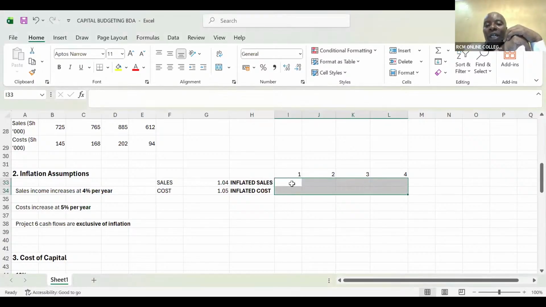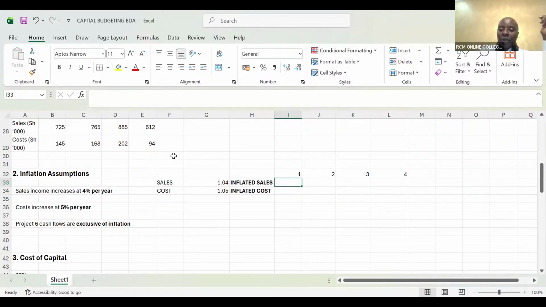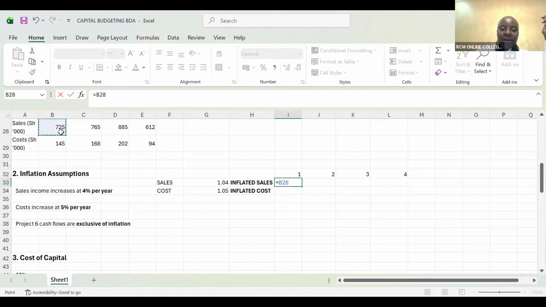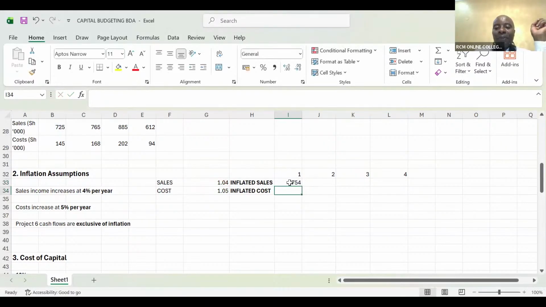Yeah, already this ninja has an answer and he would want to do this. I didn't get it. Okay, we shall be able to repeat. All right. So you can see what he's doing there is trying to inflate his sales. And the inflation rate, you can see that it has been given to us that sales is supposed to increase at 4% per year. Great.